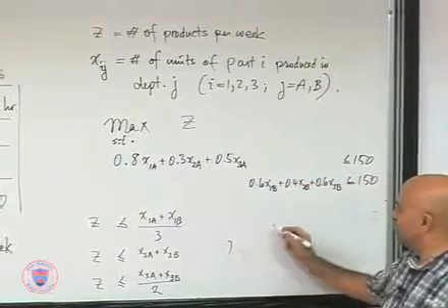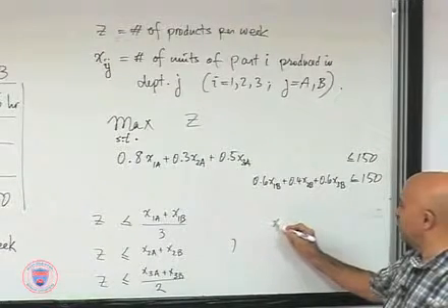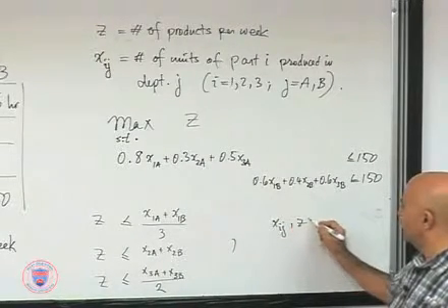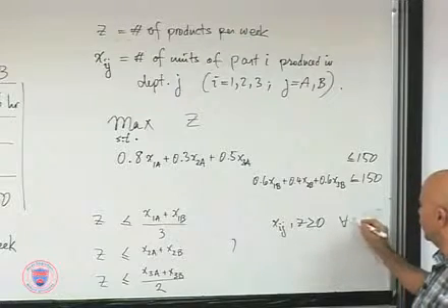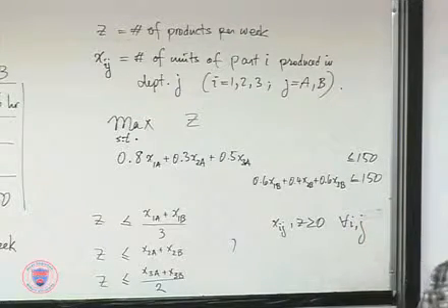And finally, of course, you've got non-negativity. The xij's and z are all non-negative for appropriate combinations of i and j.